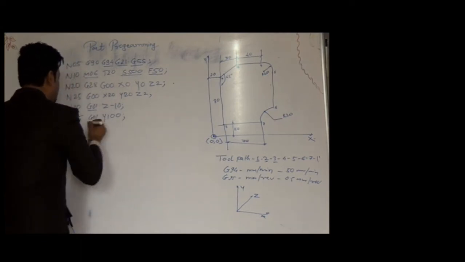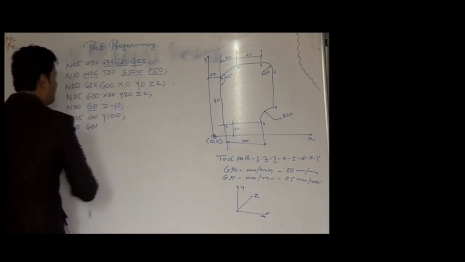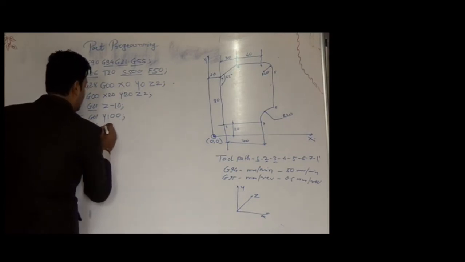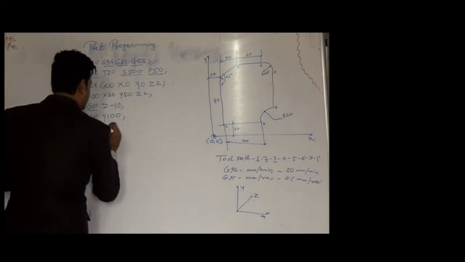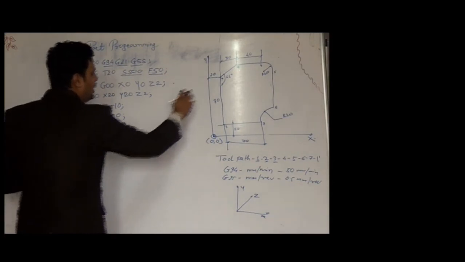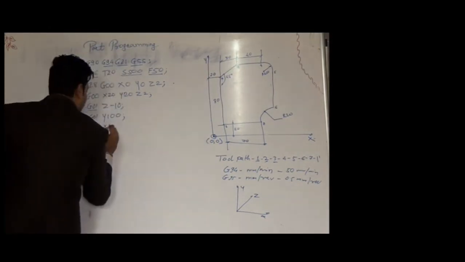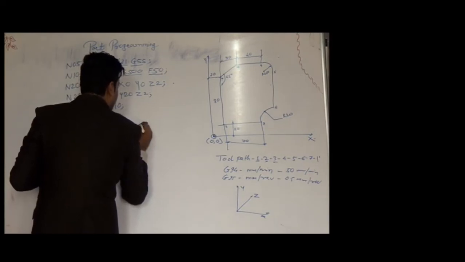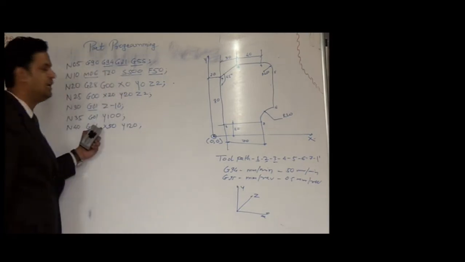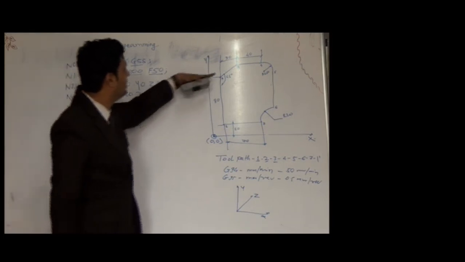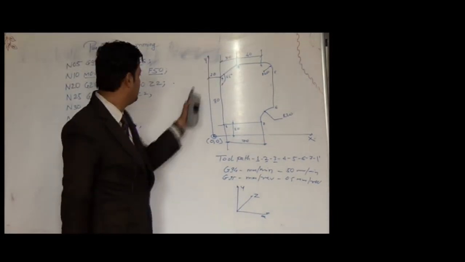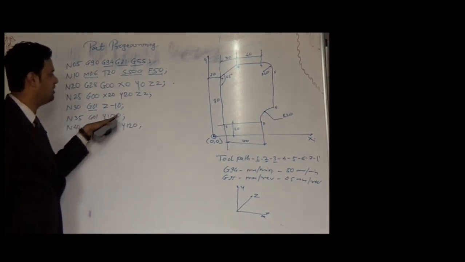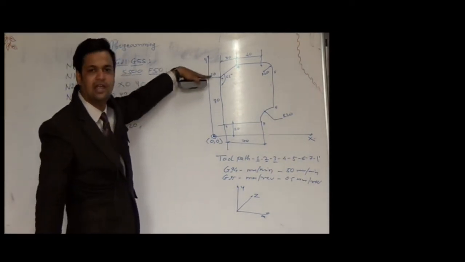So the same G01 you have to write, but you have to write x equal to 20 plus 30, that is 50, and y will be 120. Okay, in the same line it will move in this inclined fashion. In the previous line, G01 y100, it is moving in a straight y direction.